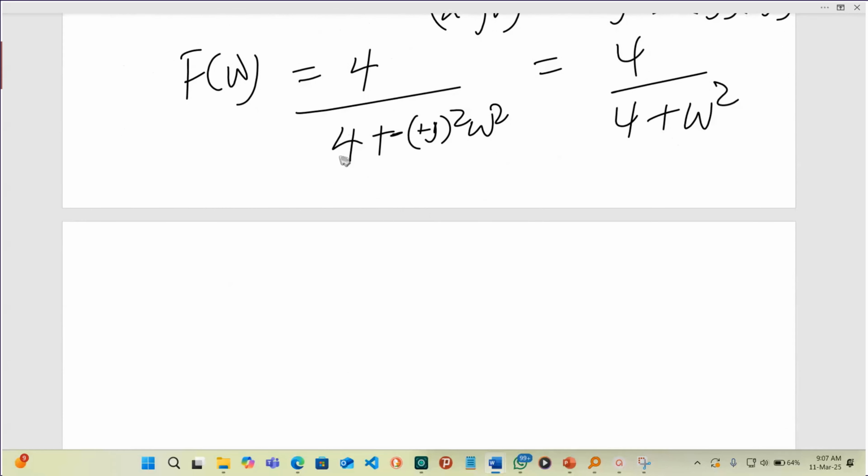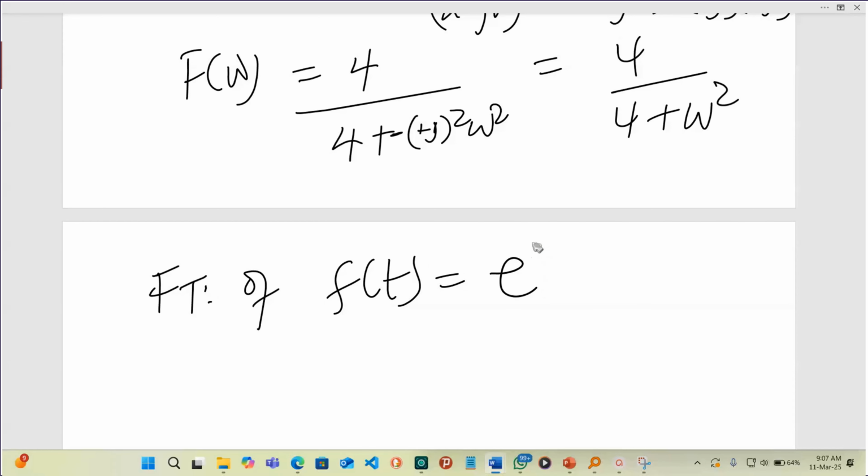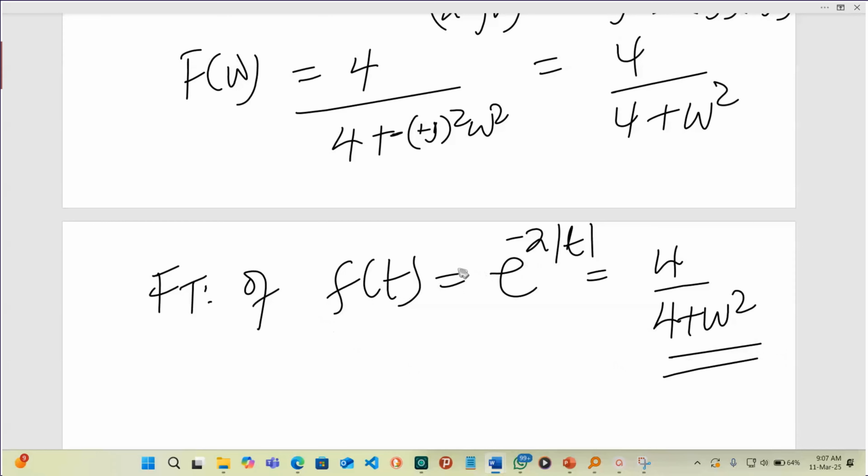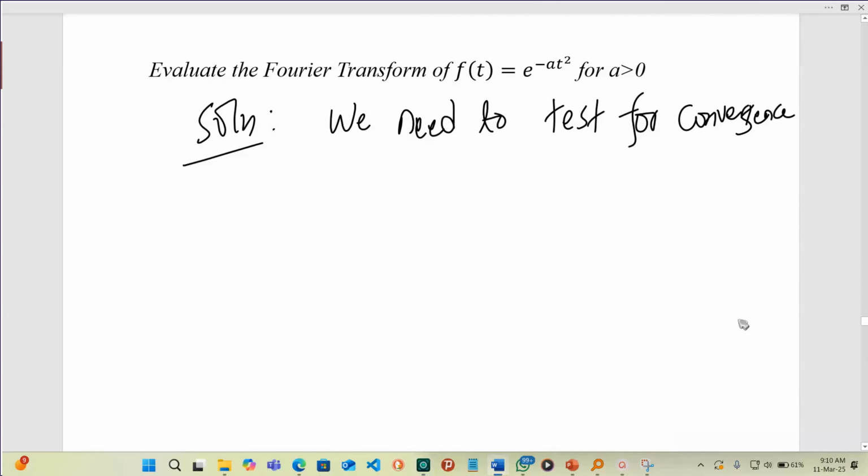So the Fourier transform of f of t equivalent to exponential of negative 2 modulus t is equal to 4 out of 4 plus omega squared. So we have transformed this function from time domain to frequency domain. So my dear friends, we are given a Fourier transform problem.